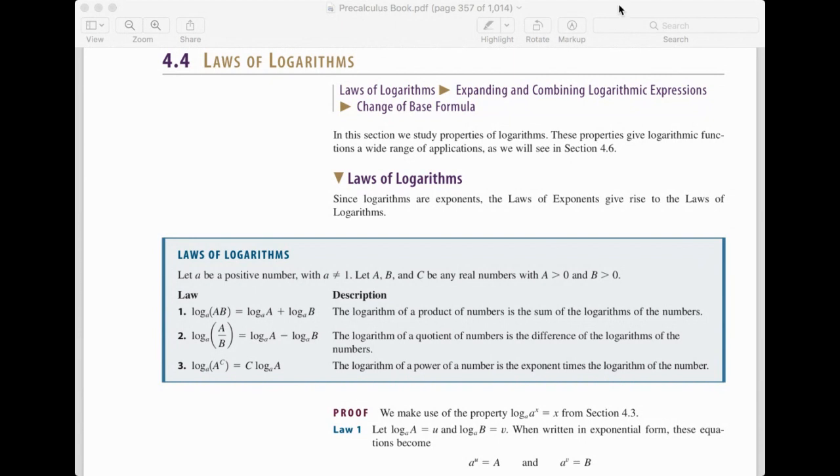So today, my plan is to talk about the laws of logarithms. There are certain properties that are very important with logarithms. It's related with exponential functions. Let's go through some of them.